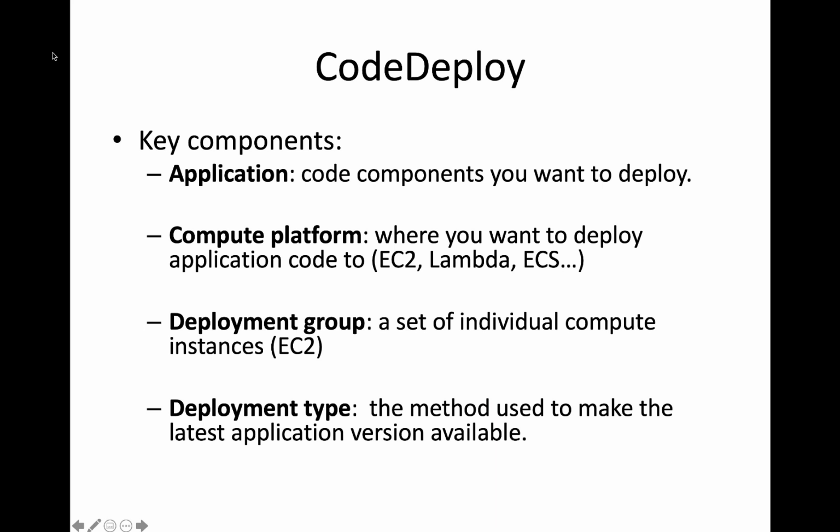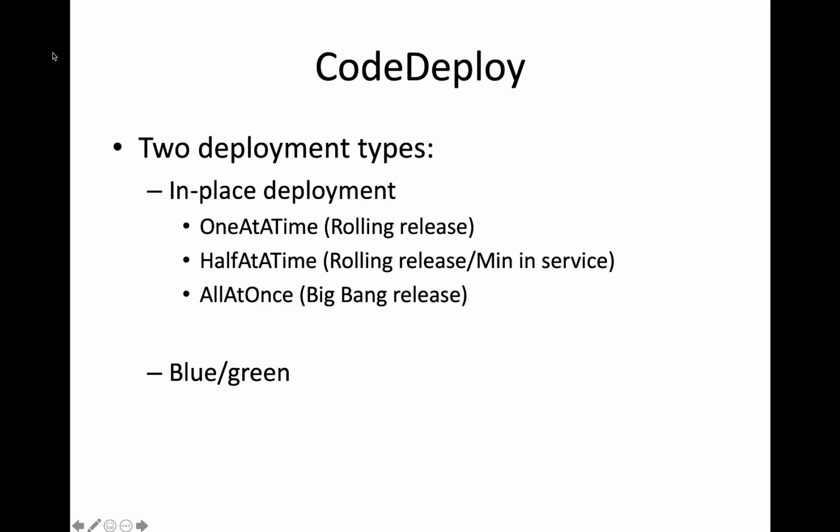And then finally, you have your deployment type. And the deployment type defines the method that's going to be used to actually deploy the application into the environments. There are a couple different application deployment types you can pick from. There are in-place deployments and there are blue-green deployments. In-place deployments mean that we are updating our existing compute instances. And we can update those instances in a couple different ways. We can update our compute instances one at a time. And this is similar to a rolling release.